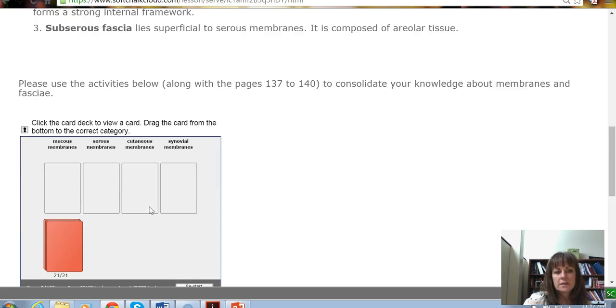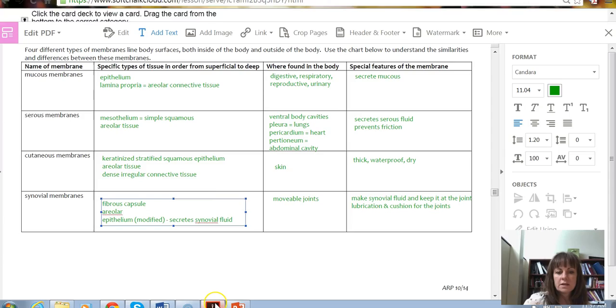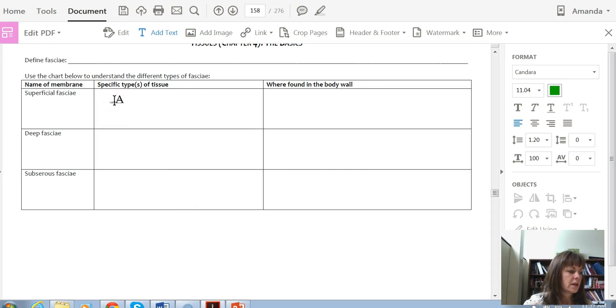So you have some different activities to help you become familiar with these different fascia. I point out here too, if we're looking at this chart, the specific type of tissue: for the superficial fascia, we're going to have areolar and adipose tissue. For the deep fascia, it's going to be dense irregular connective tissue. For the subserous fascia, it's going to be areolar connective tissue. And then you should just know which is most superficial.